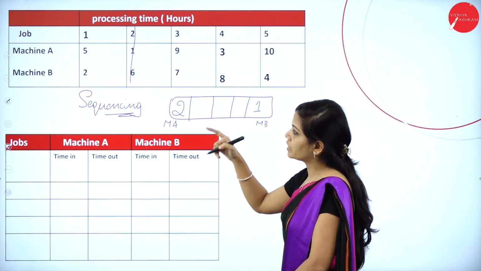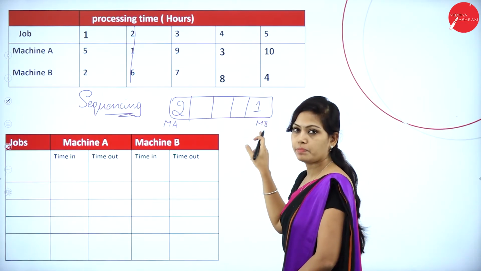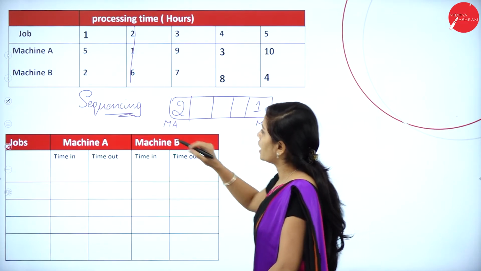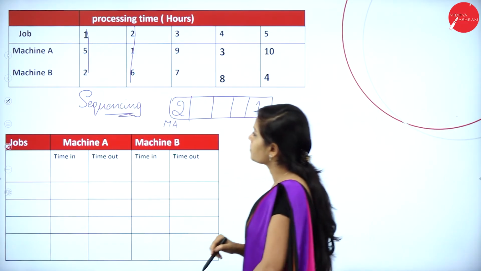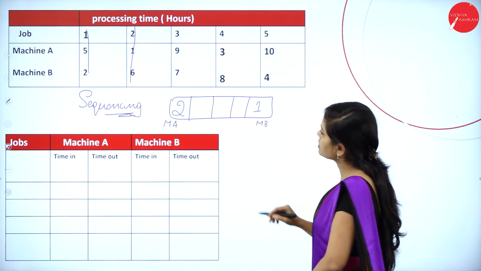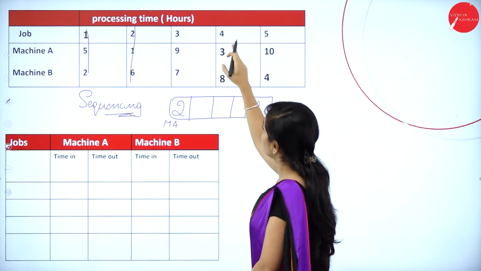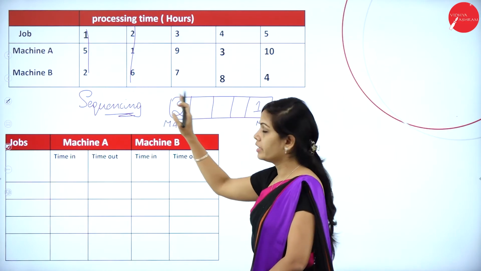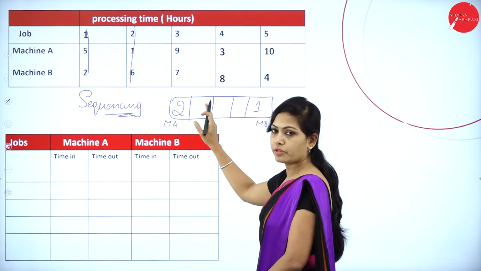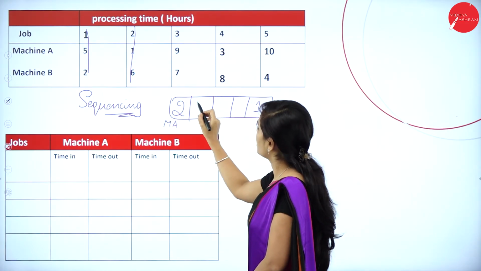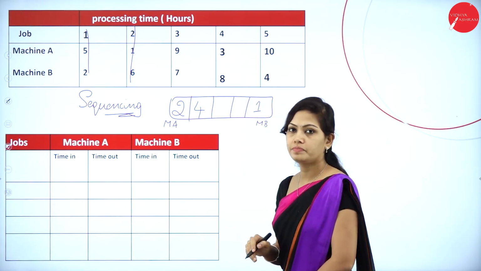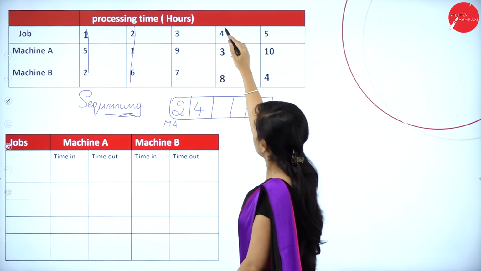So 2 comes under job 1 and machine B. And I will cancel this. And next least number is 3, right? So 3 comes under job 4 and machine A. Machine A means I can write from this side. So job 4, I will write job 4. And I will cancel this.